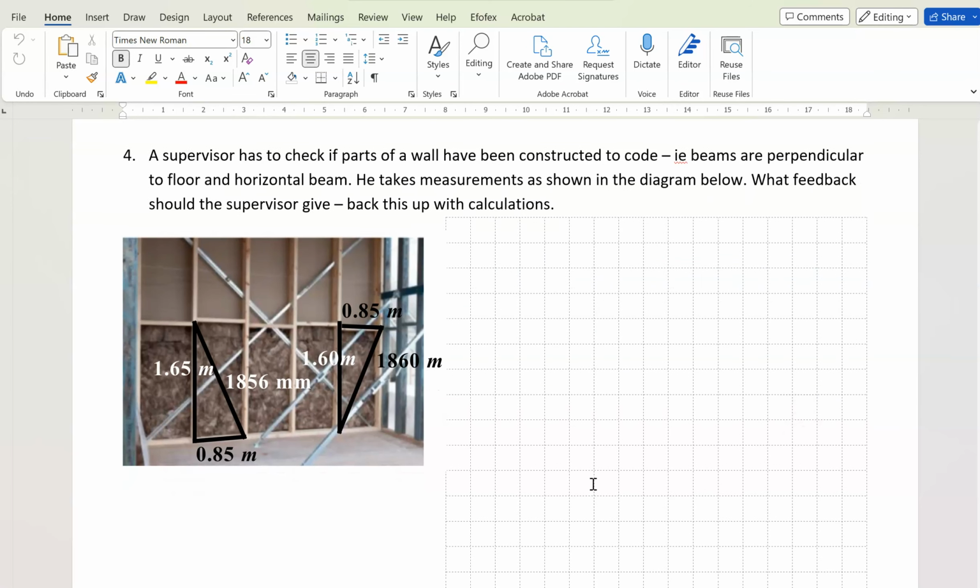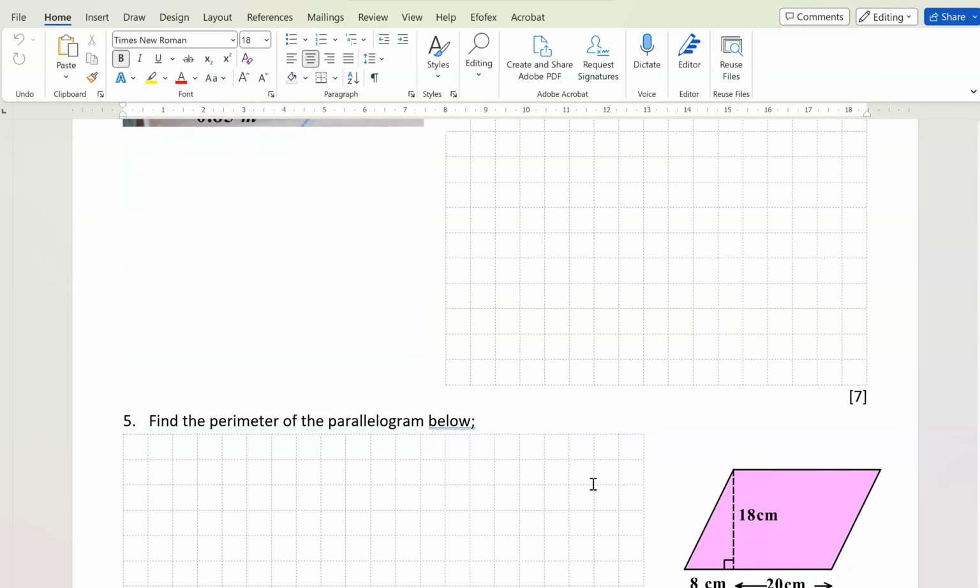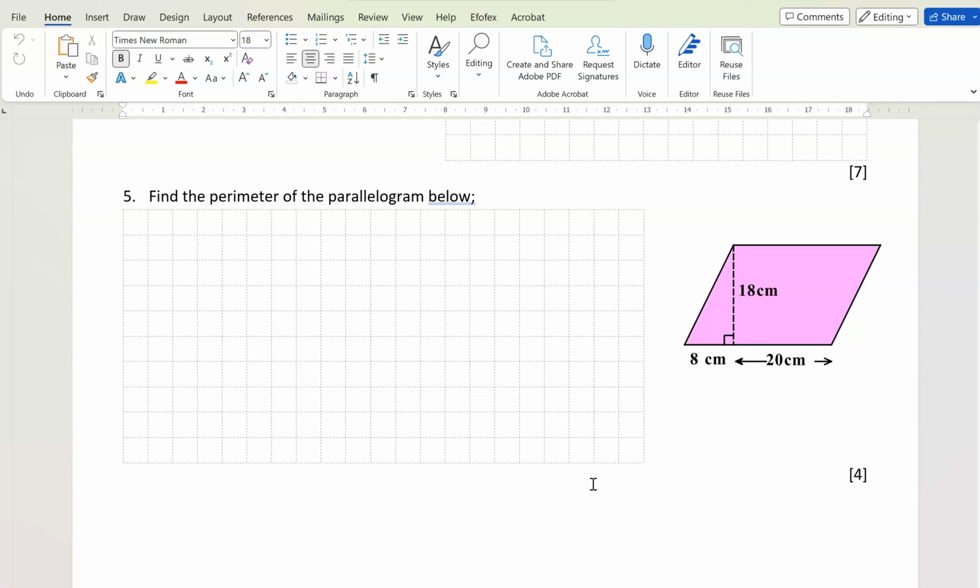You might want to write some of this down. Question 4, my tip to you, converse of Pythagoras' theorem. So how do you prove that something is a right angle? How do we prove it? If it fits Pythag, then it's going to be right angle. If it doesn't fit Pythag, it's not right angle. Okay? So little things like that.